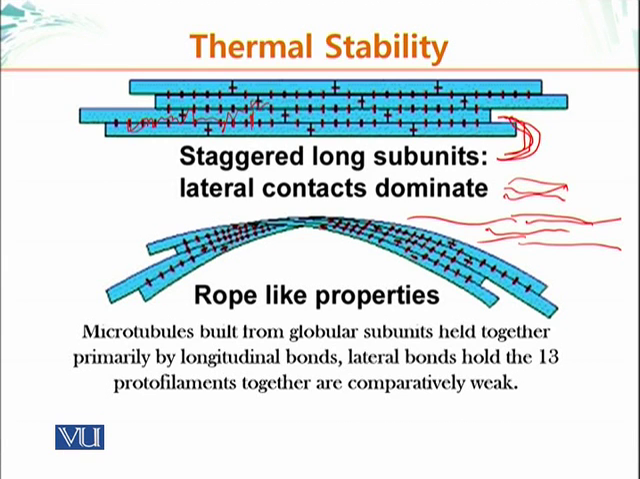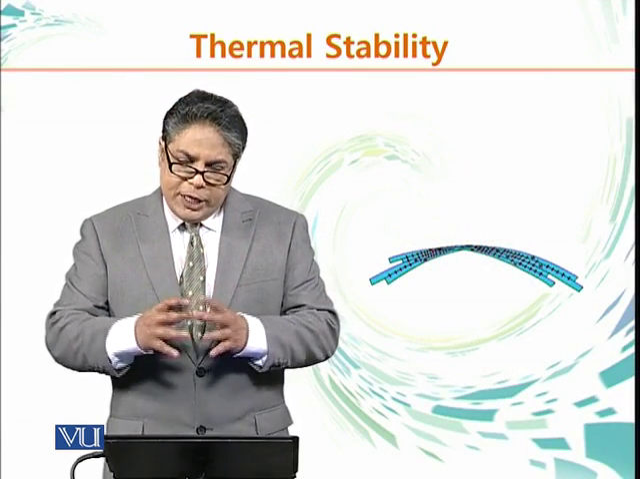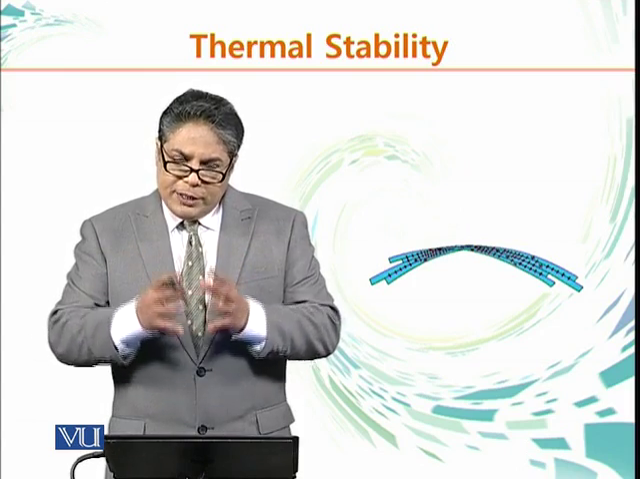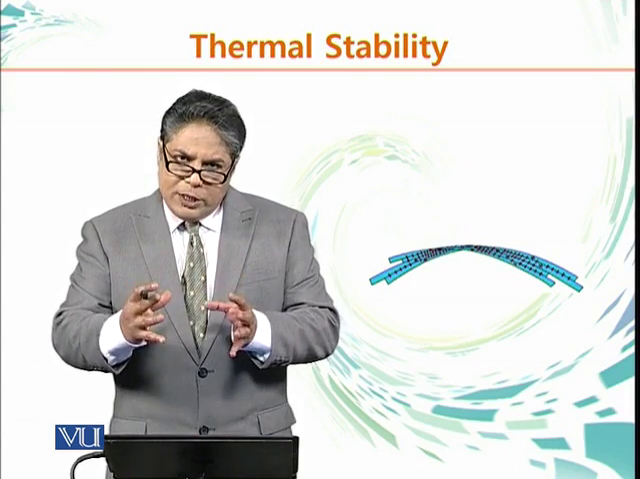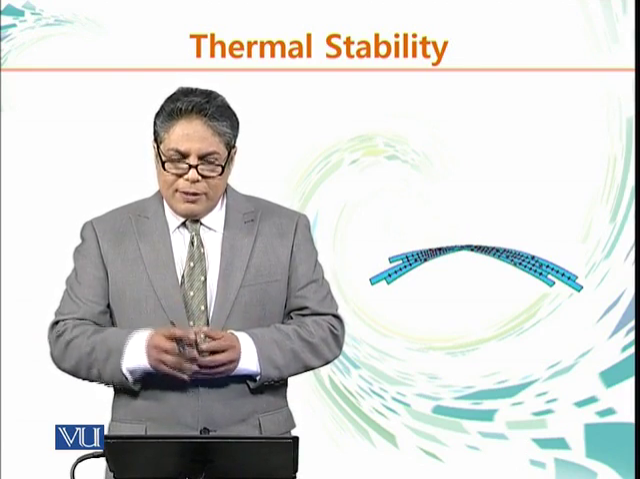Microtubules, built from globular structures, are primarily held together by longitudinal bonds. Lateral bonds hold 13 protofilaments together, and they are comparatively weak as compared to intermediate filaments. We will talk in more detail about how intermediate filaments and microtubule subunits come together and form these larger structures, but that will be in the next module.